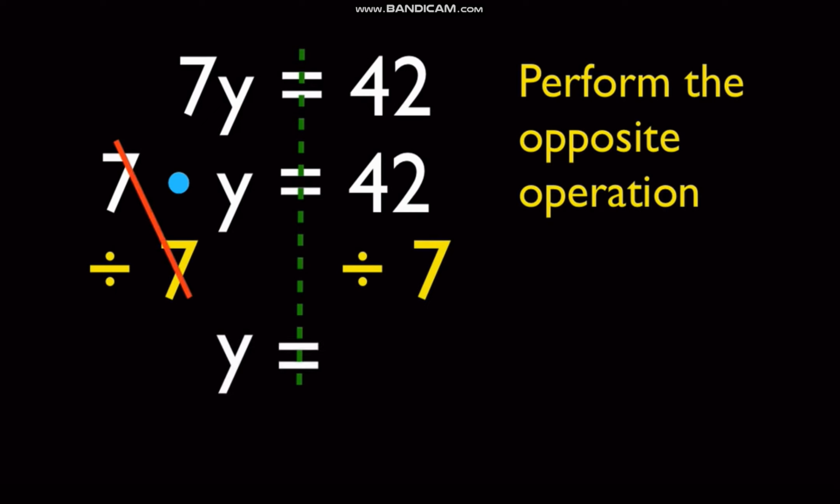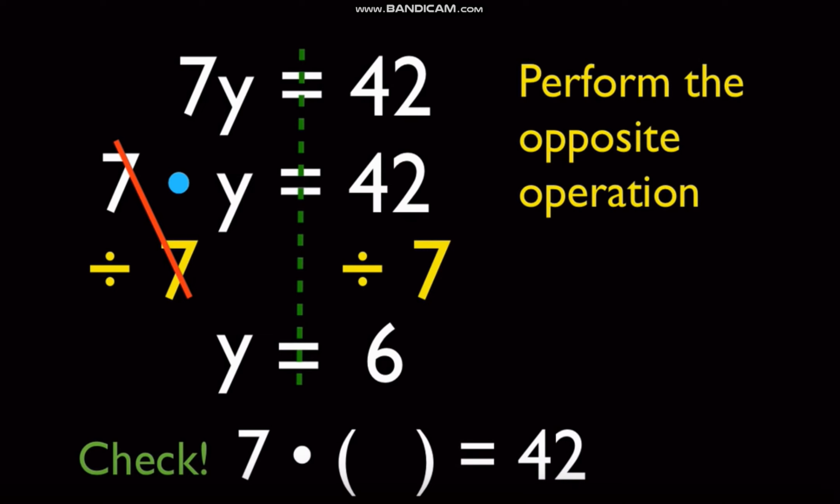Bring down my equal sign. 42 divided by 7 is 6. Checking my answer, I'm going to say, is 7 times parentheses equal to 42? Is 7 times 6 equal to 42? Yes, it is.